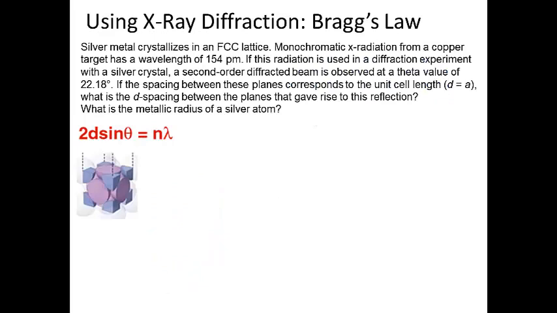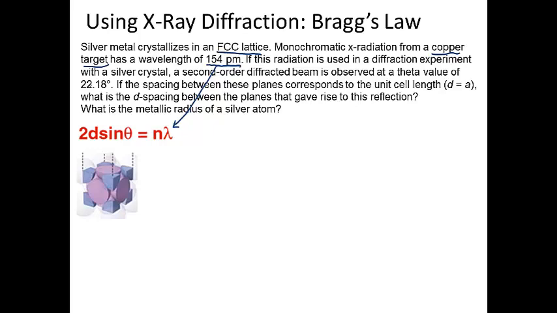Silver metal crystallizes in a face-centered cubic lattice, and we use X-ray radiation from a copper target. That's the thing you're using to make the X-rays. Copper has nothing to do with the experiment other than being the X-ray source. The X-rays have a wavelength of 154 picometers. So that 154 picometers is lambda.